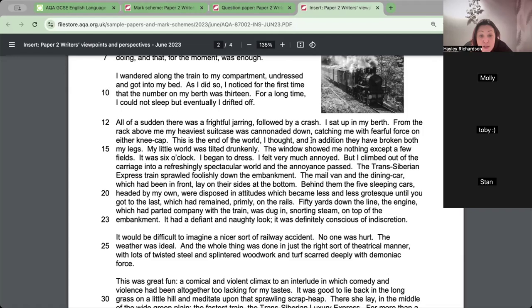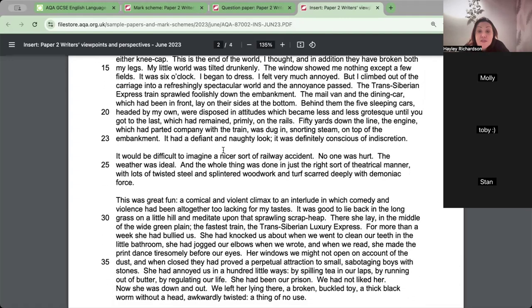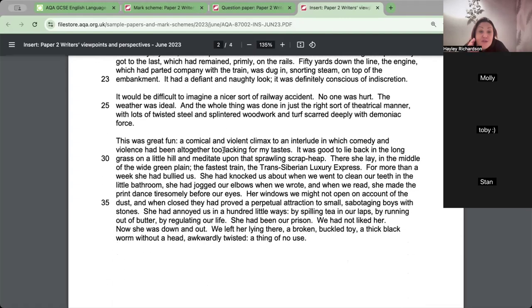It was definitely conscious of indiscretion. It would be difficult to imagine a nicer sort of railway accident. No one was hurt, the weather was ideal, and the whole thing was done in just the right sort of theatrical manner, with lots of twisted steel and splintered woodwork and turf scarred deeply with demoniac force. This was great fun, a comical and violent climax to an interlude in which comedy and violence had been altogether too lacking for my tastes.